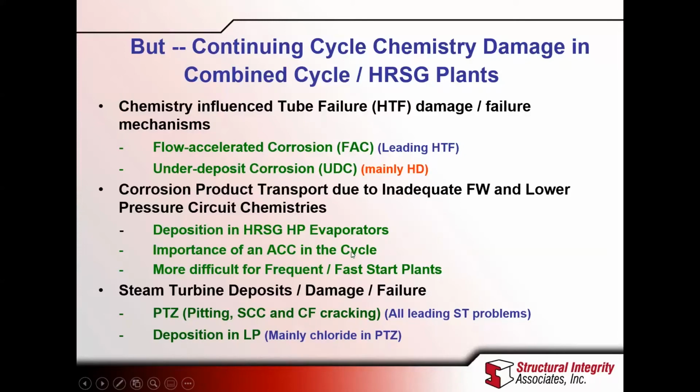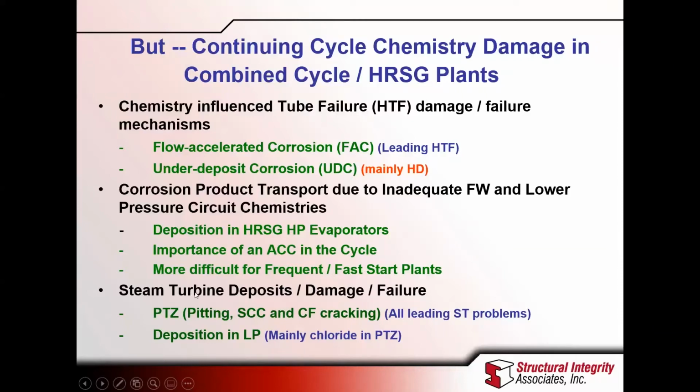The importance of having the right chemistry with an air-cooled condenser in a combined cycle is very important, because if the chemistry isn't right, we'll have very large levels of iron. And of course, most recently, with the new operating mode, this measurement of the corrosion products becomes a little bit more difficult for frequently and fast start plants.